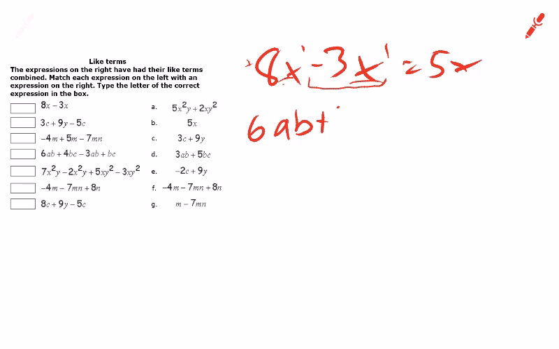6ab plus 4bc minus 3ab plus bc. Okay, all right, let's think of this as six average barbarians plus four butt ugly children minus three average barbarians plus one butt ugly child, I guess.